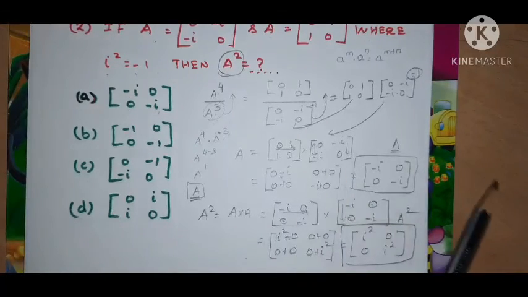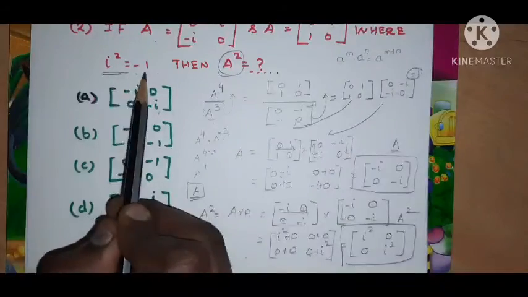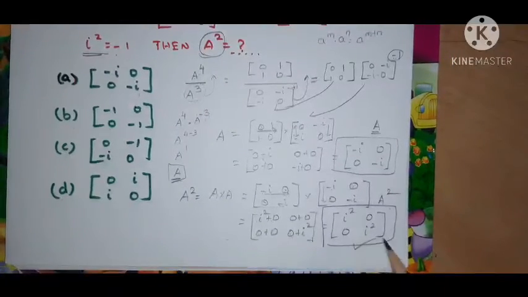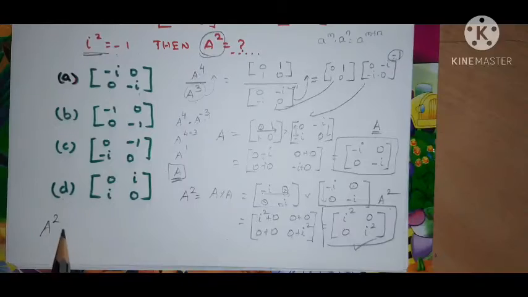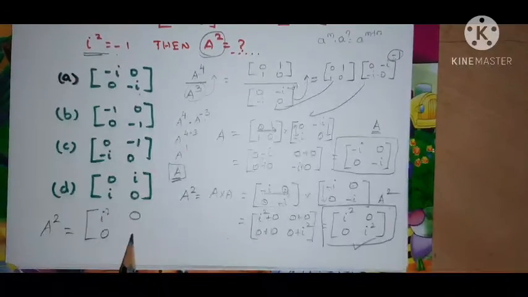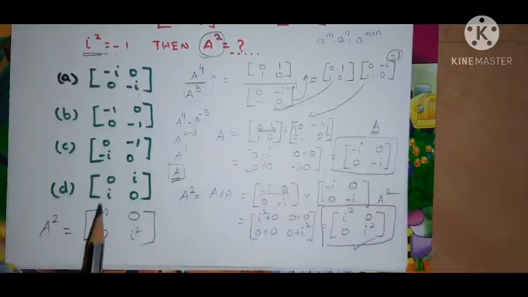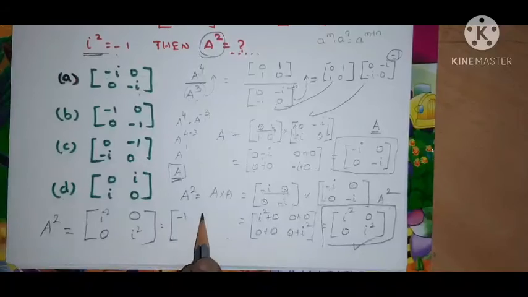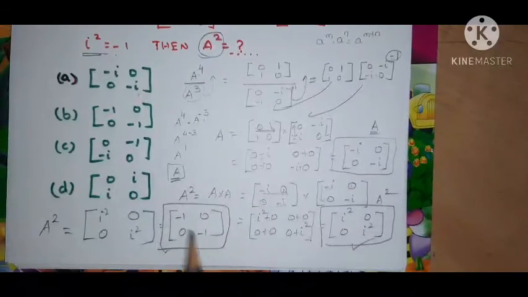But look at the question. They have given the i squared value. i squared is minus 1. Substitute the value of i squared in the matrix we found, and we'll get the value. So A squared, what we found is i squared, 0, 0, i squared. When you substitute i squared as minus 1, we get minus 1, 0, 0, minus 1. This is the value of A squared.